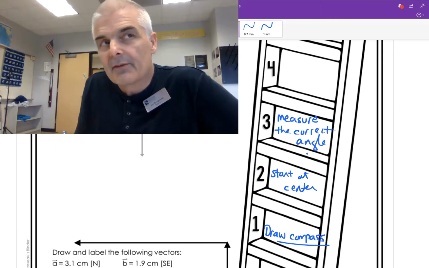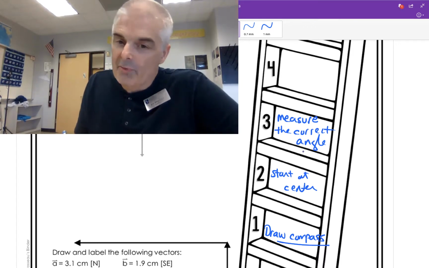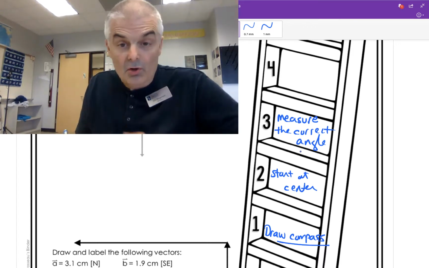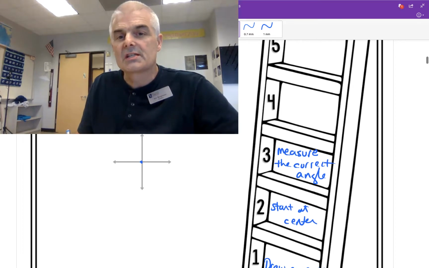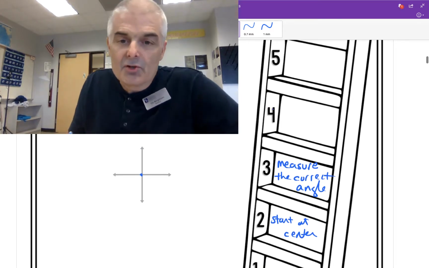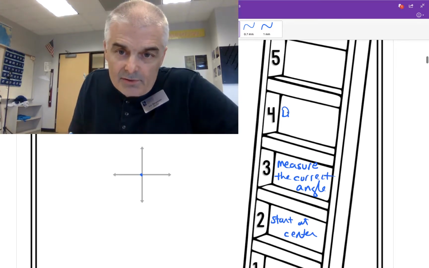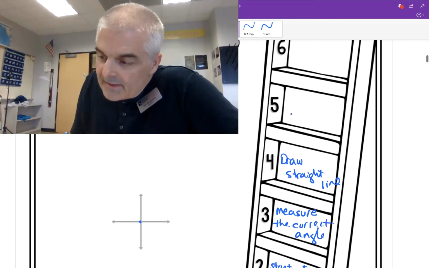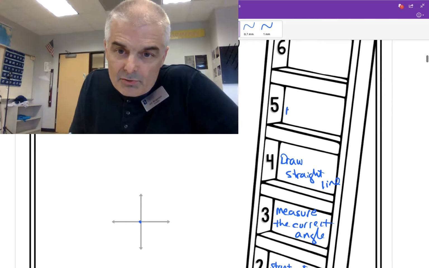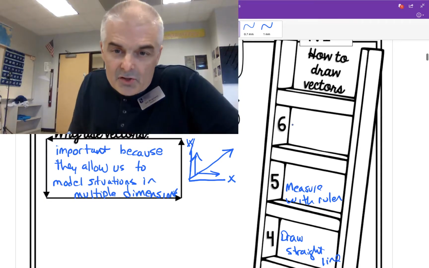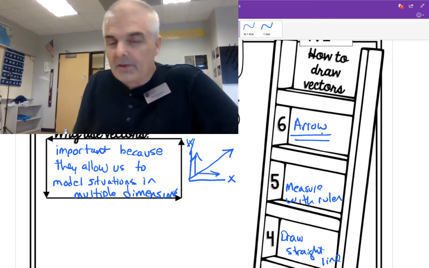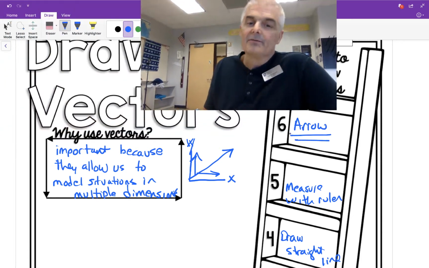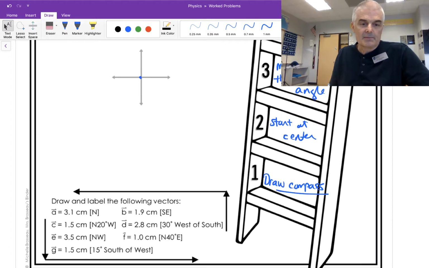measure the correct angle. Now, if we were doing this with graph paper, you'd probably use a protractor. We're going to usually sketch it. You're going to see how we do that. And then you're going to draw a straight line, step 4. And again, if we're trying to do this completely graphically, then we're going to measure with a ruler. And then we'll finish with an arrow. So that's what we do when we have vectors. So let's take a look at some examples down here.